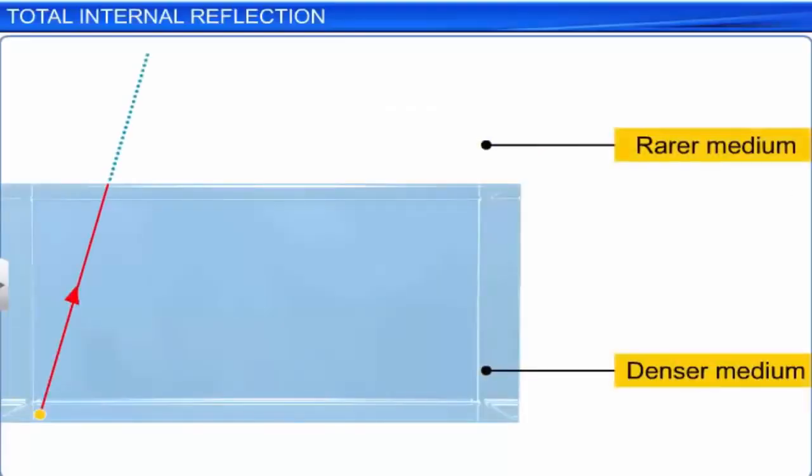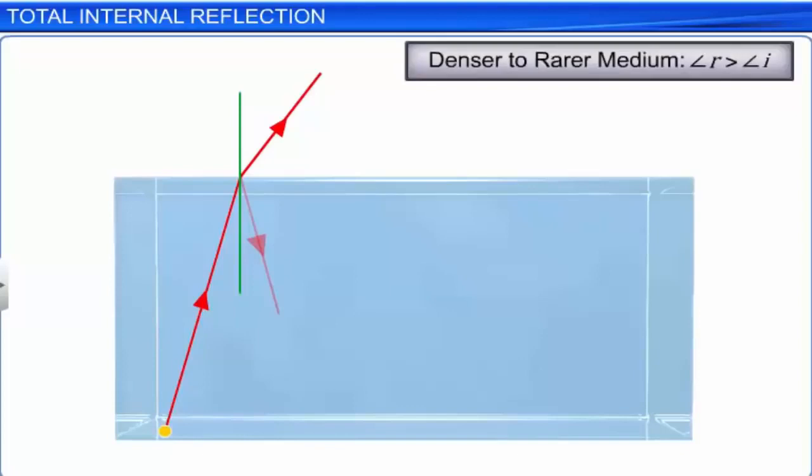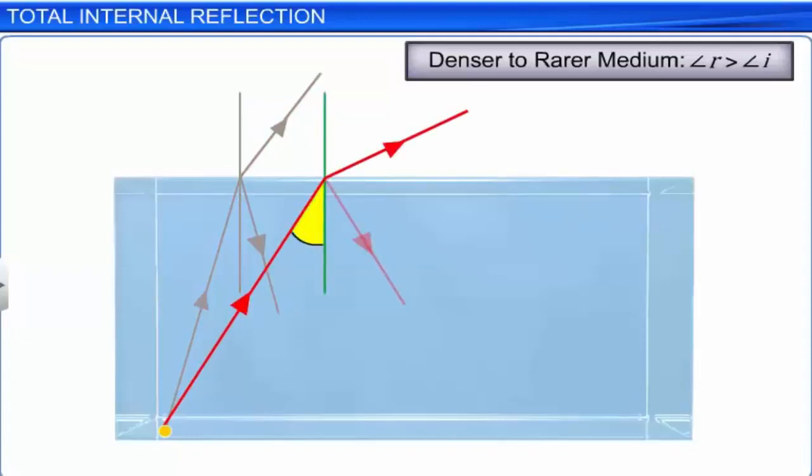We know that when a light ray passes from denser to rarer medium, it partially refracts to the rarer medium and bends away from the normal, and partially reflects back into the denser medium. This reflection is known as the internal reflection. In case of refraction from denser to rarer medium, the angle of refraction R is greater than the angle of incidence I. If another light ray with higher angle of incidence is considered, its angle of refraction will also be correspondingly higher.